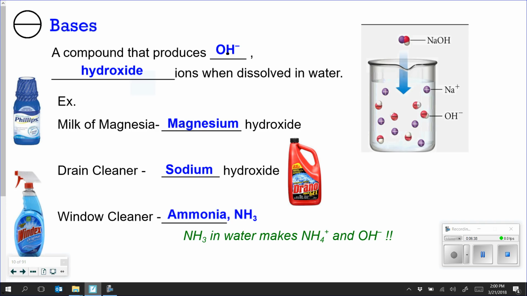And if you look over here on the right, we've got a drawing of NaOH, sodium hydroxide. It's dissolving in water, so you get your sodium ions and your hydroxide ions. As a note about ammonia, you notice it doesn't follow the pattern of having OH in the compound, but NH3 in water will actually make ammonium, NH4+, and OH negative. Therefore, it still follows the rule that a compound that produces OH is a base.